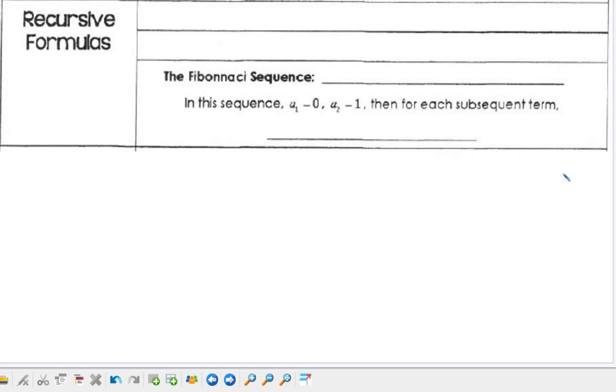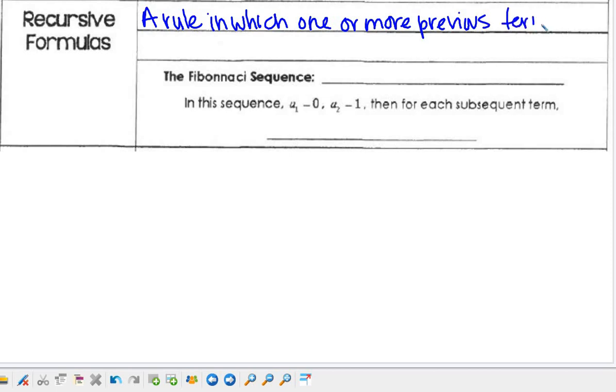So when you're starting with basic formulas, you have 2 types. The first is recursive. A recursive formula is a rule in which one or more previous terms are used to generate the next term.